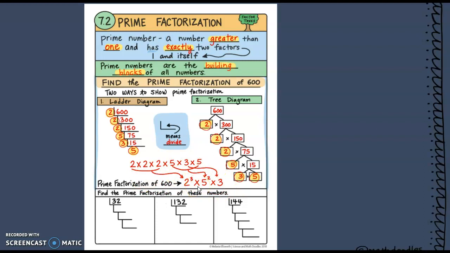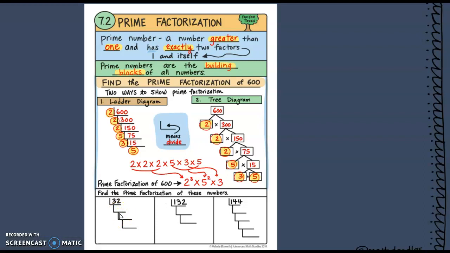Alrighty, so we've learned about both methods, and so I want you to try 2 methods today. I'm going to go over a couple of problems using the ladder method, and then you will have a worksheet using the factor tree method to create prime factorization. So find prime factorization of these numbers. So let's start with 32.